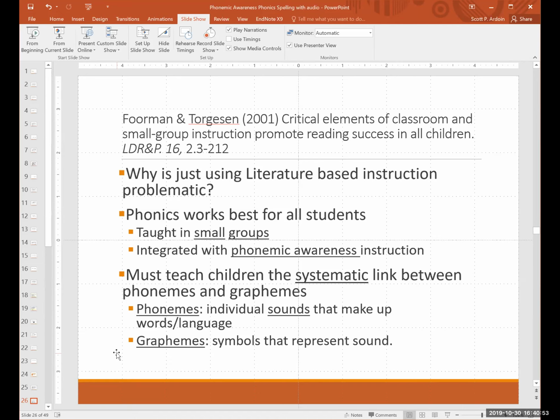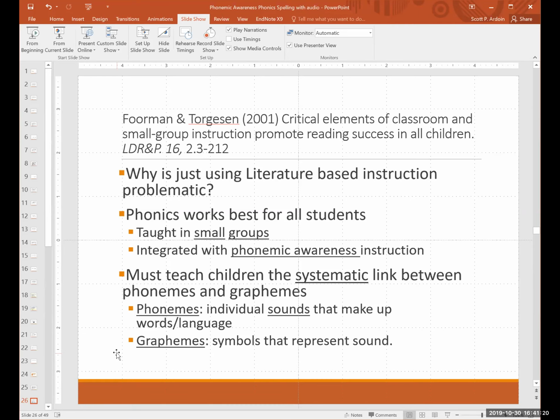A long time ago, reading instruction, especially in the early grades, was heavily phonics based. We would have reading series, basal reading series, that kids would use. And for the most part, there was structure in those reading series. So one story built upon the next story in what skills we were expecting kids to have.